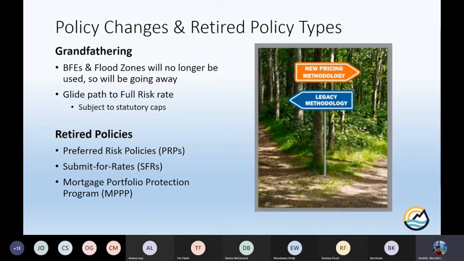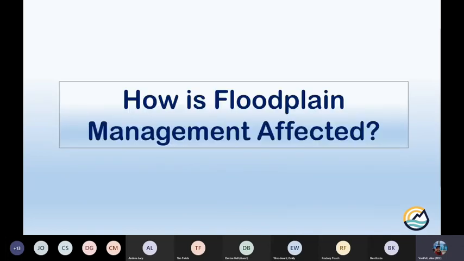So if Risk Rating 2.0 is cheaper for that grandfathered policy, they're going to be re-rated under Risk Rating 2.0. If the existing method, the legacy method, is cheaper, they're going to use that whenever the transition happens. But regardless of where you start, that glide path is going to take effect. And again, eventually these grandfathered policies are going to be paying full risk. Okay? That's all I had, guys, for the variables.